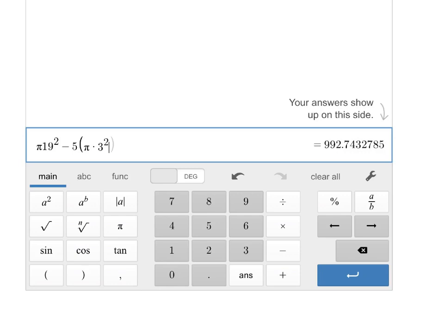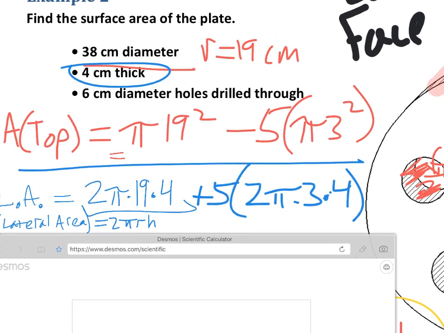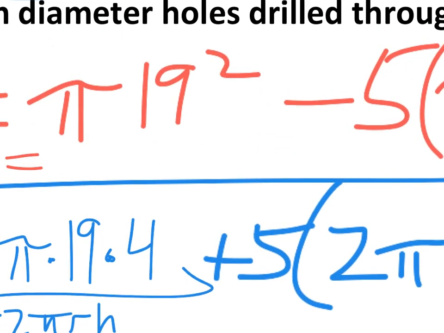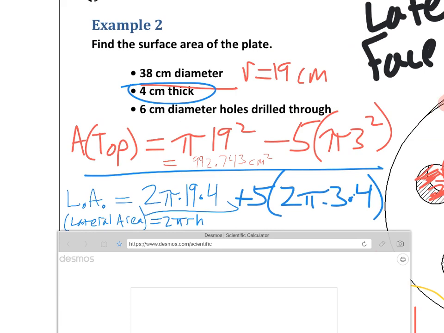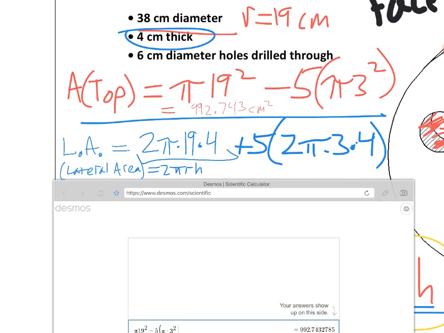That's 992.743 square centimeters. So that's just the top. We're going to need the top, and we're going to need the bottom, so we'll need to double that in a minute.